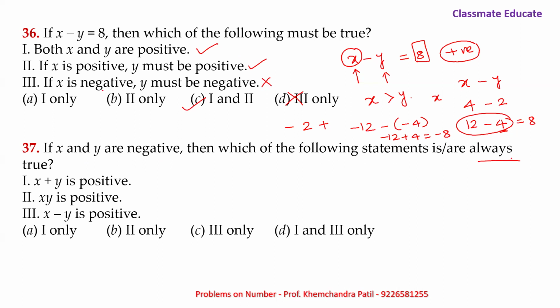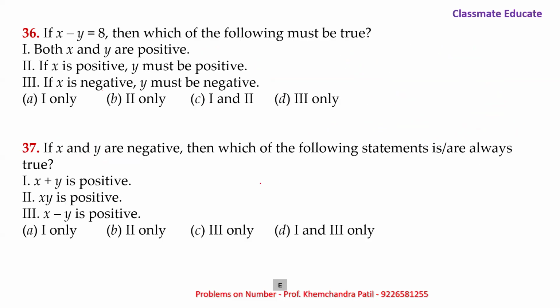Always true, I said. Okay. Now if x and y are both negative, the product of two negative numbers is always positive. Always keep this in mind. Minus x into minus y will be equal to plus xy. The product of two negatives is always positive. So x into y is positive, and that should definitely be true.